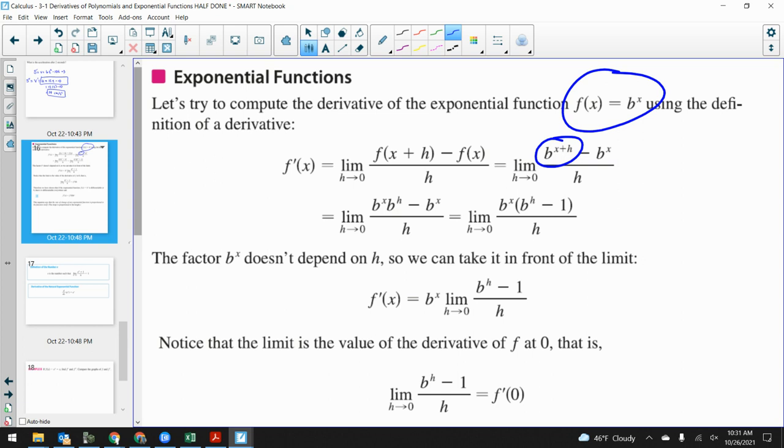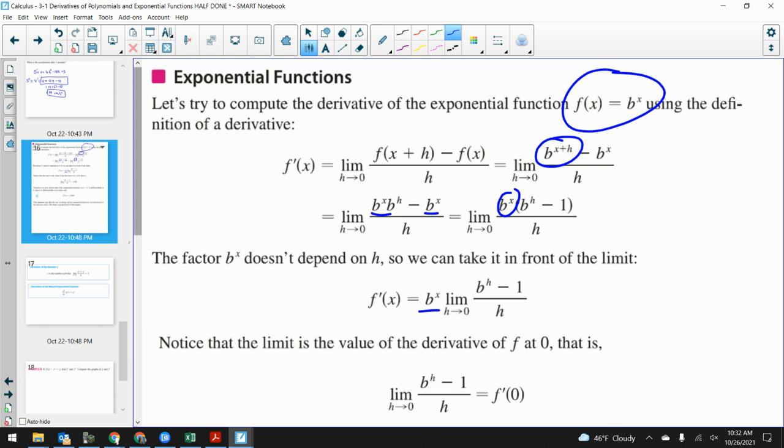And then notice here that I've got 2b to the x's. Okay, let's remove it. b to the x times b to the h minus 1 all over h. Now, what's cool about this is that b to the x, what happens if I plug in h equals 0 to b to the x? Nothing, because it doesn't depend on h, right? If I plug in h equals 0 into b to the x, nothing happens. So what we can do is actually remove it out front. That's a technique that we'll use a little bit later on.